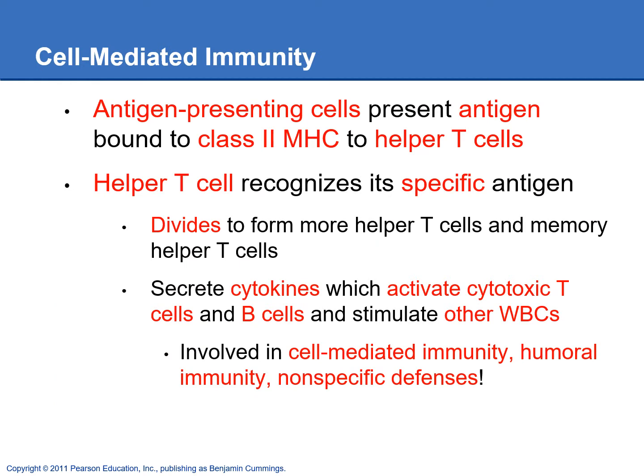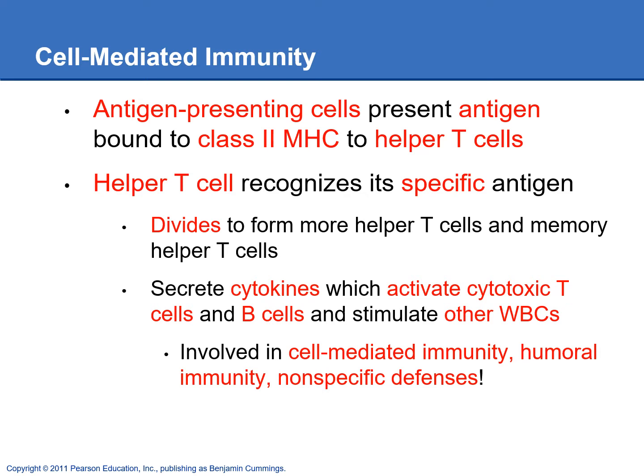So the antigen-presenting cells are going to be presenting the antigen on their class 2 MHC protein to the helper T cells. And if that particular helper T cell recognizes that specific antigen, it will start dividing and form more helper T cells and also some memory helper T cells that'll be there for the next time. The helper T cells are like the generals of the immune system. They're going to tell everybody what to do.